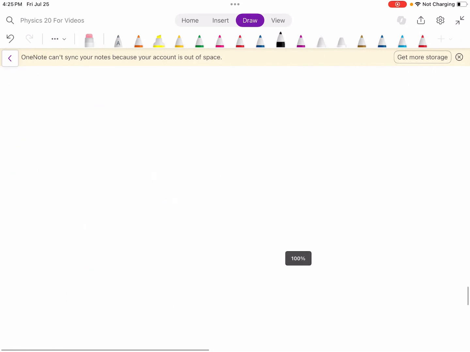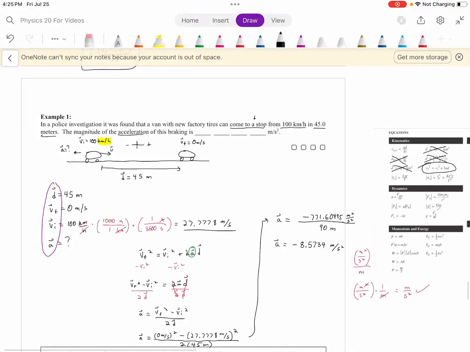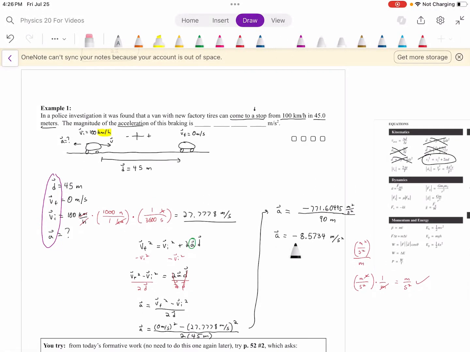Okay, so there we go. We got our raw answer, okay? The negative is a good sign, remember, because we defined the initial direction it was moving as positive, and we know it was slowing down. It was braking to a stop. So that is a very good sign.